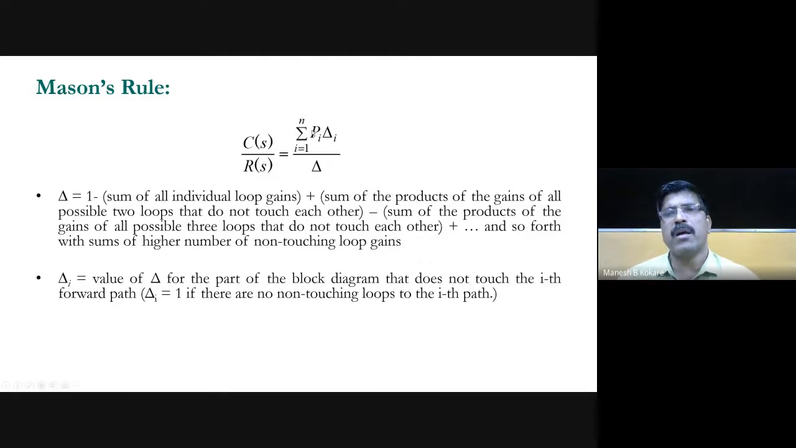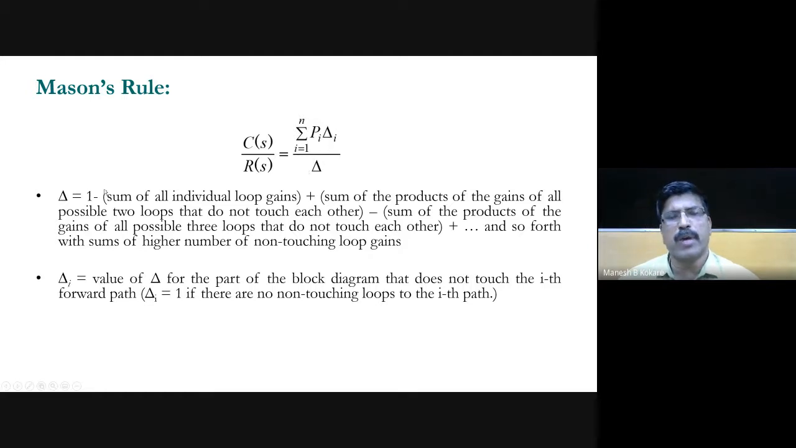And then pi is nothing but the ith forward path. For example, if n is equal to 3, then you have to find out 3 forward paths, so p1, p2, and p3 will be there. And then delta i will be the value of delta associated with, for example, if it is p1, then there will be association with delta 1. So you have to find out the value of delta 1 where the loops are not touching that forward path. That value of delta you have to put as delta 1, right? Then you have to calculate delta 2, delta 3, and so on.